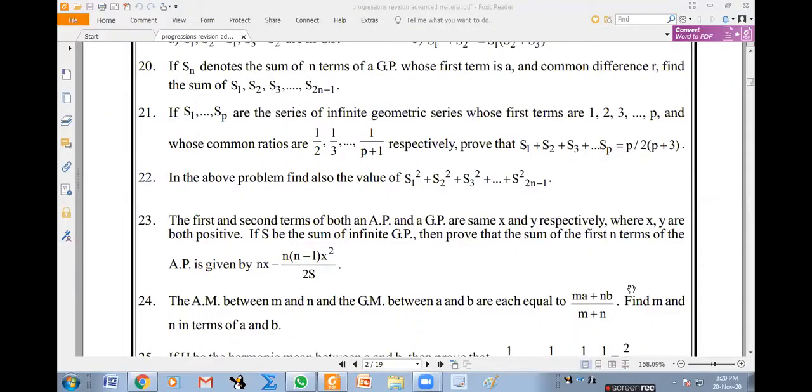When I multiply these two, 2 will cancel, I'll get nx. When I multiply these two, there's a minus, so I'll get a minus n minus 1 into x squared by 2. Actually, it would have been nice if they asked the answer in terms of x, y without n, but then they should have given that in the question.